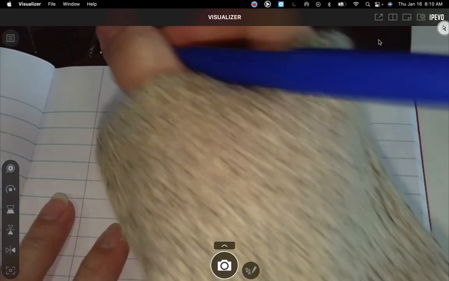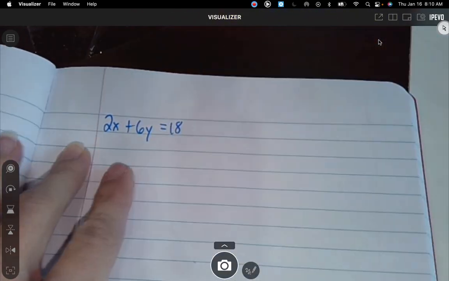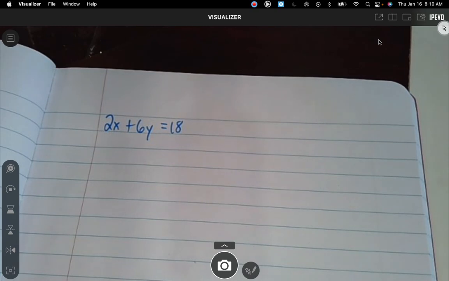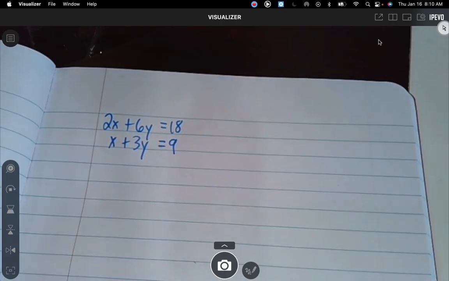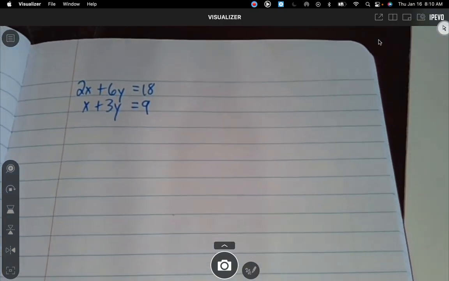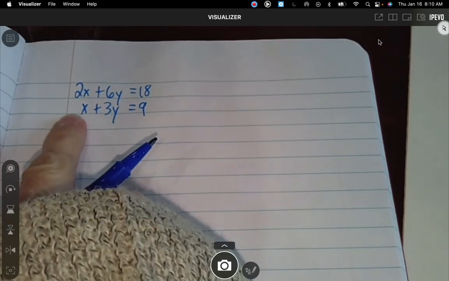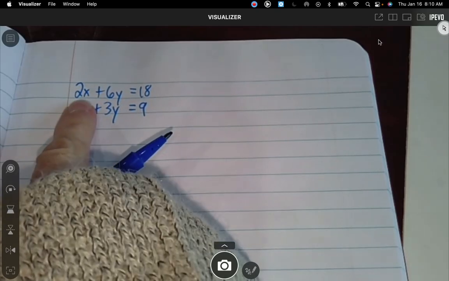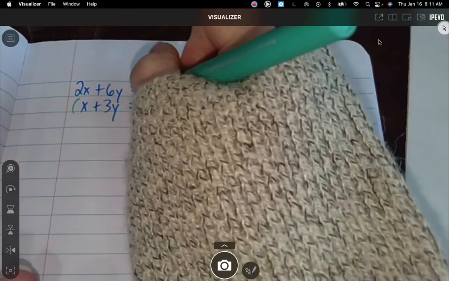2x plus 6y equals 18. And then I've got x plus 3y equals 9. Okay, so do my x's match? No. Do my y's match? No. What would you do to get, let's say, the x's to match? Can I multiply x by anything? What can I multiply this one by to be that one? A 2. So I'm going to multiply this entire equation down here by 2.